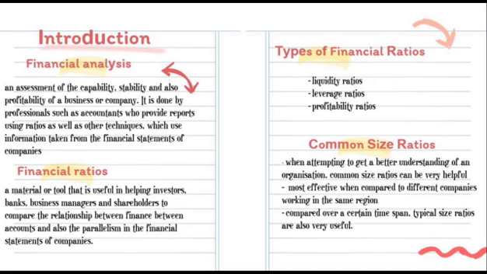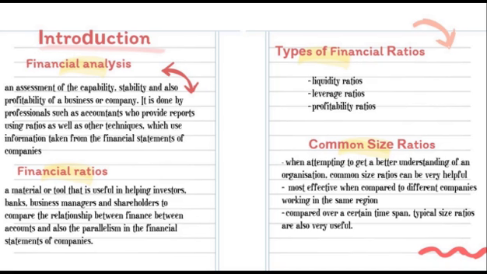The types of ratios that will be calculated are liquidity ratios, which consist of the current ratio and acid test ratio. Next, leverage ratios comprise the debt ratio, debt to equity ratio, and times interest earned. Last, profitability ratios include gross profit margin, operating profit margin, return on asset, and also return on equity.